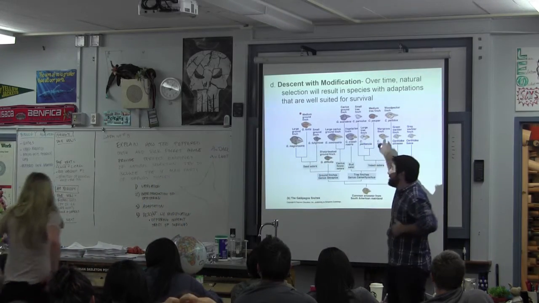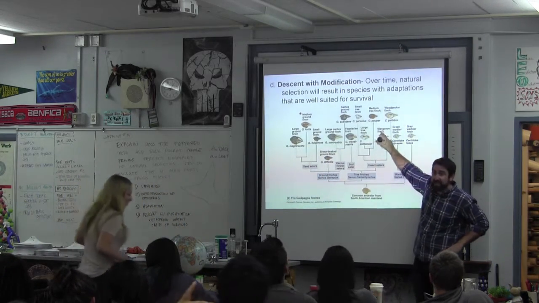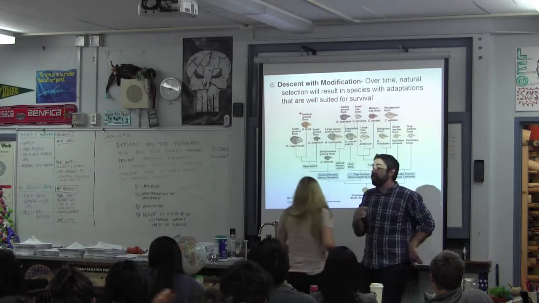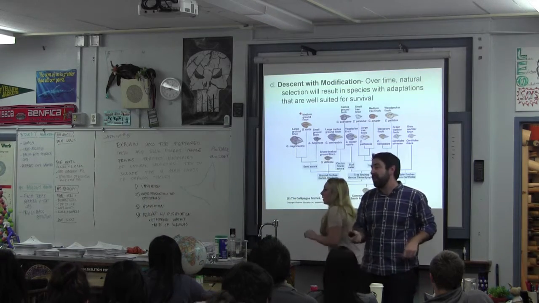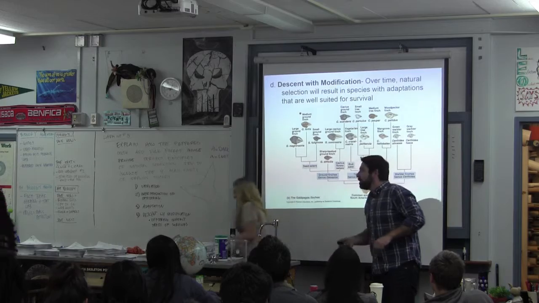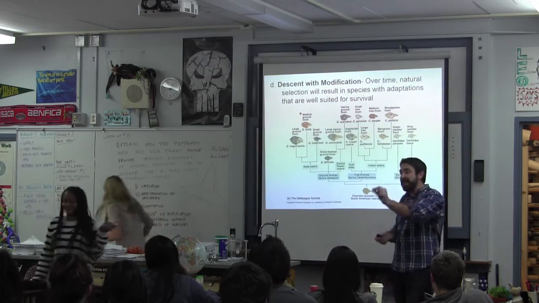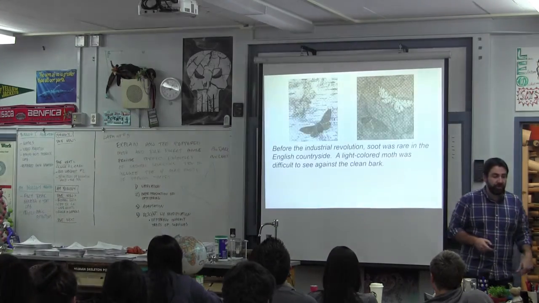Did Darwin understand this last component of natural selection? No, he didn't even fully understand how we pass on traits. He didn't understand until Mendel and Francis and Crick.